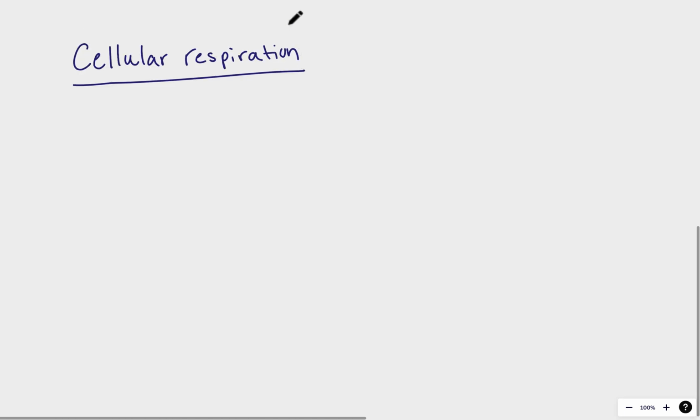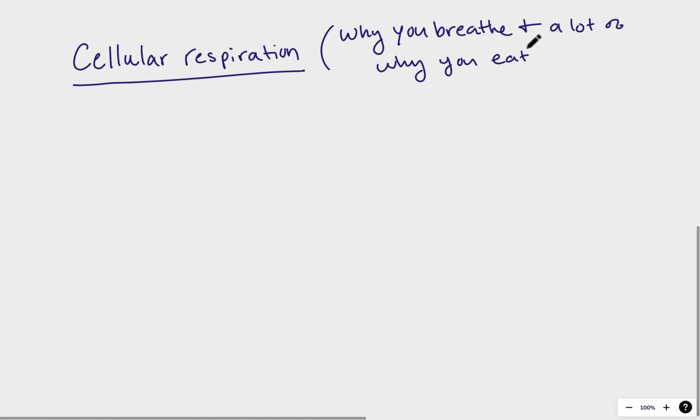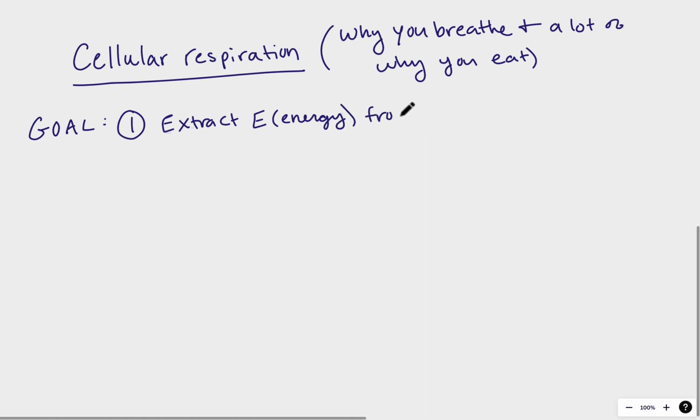This is an overview of cellular respiration. I like to think of cellular respiration as why you breathe and a lot of why you eat. If we think about the goal of cellular respiration, the most important one is extracting energy. Remember, Vicky is energy from food.